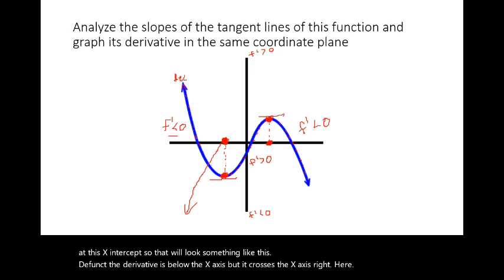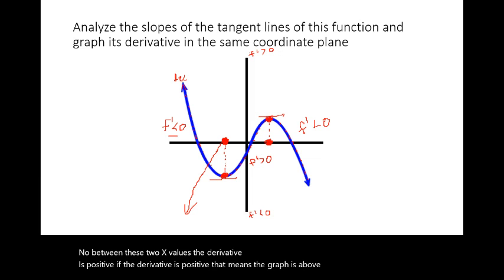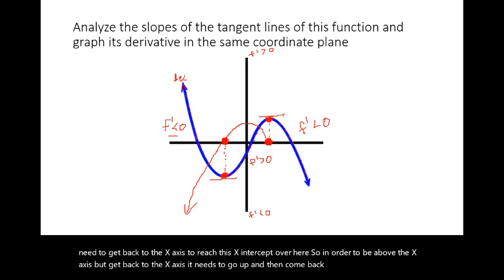Now, between these two x values, the derivative is positive. If the derivative is positive, that means the graph is above the x-axis. However, it does need to get back to the x-axis to reach this x-intercept over here. So in order to be above the x-axis but get back to the x-axis, it needs to go up and then come back down. I have no idea how high up it goes. Remember, this is an approximation. This is not an exact graph.